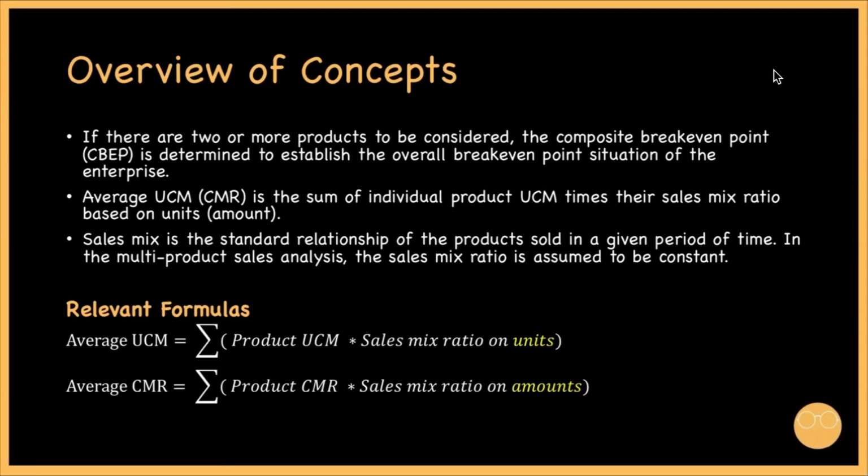Sales mix is the standard relationship of the products sold in a given period of time. In the multi-product sales analysis, the sales mix ratio is assumed to be constant. Remember that in cost volume profit analysis, we have multiple factors that are constant. First is the total fixed cost. Second is the unit variable cost. The third one is the unit selling price. And last but not the least, the unit contribution margin or the contribution margin ratio.